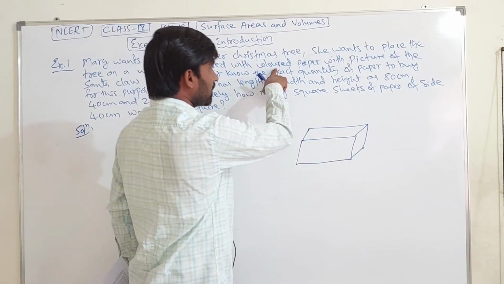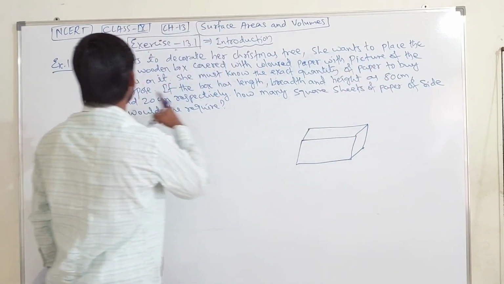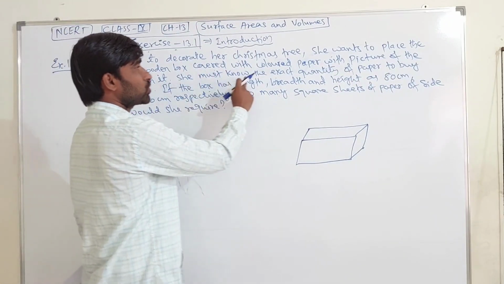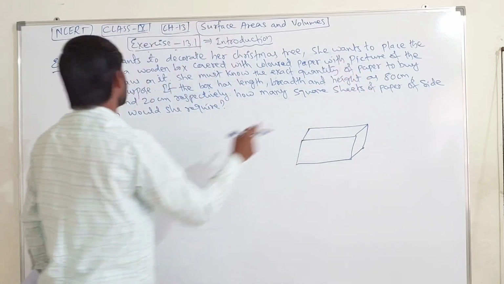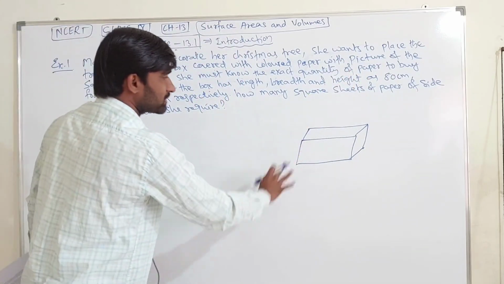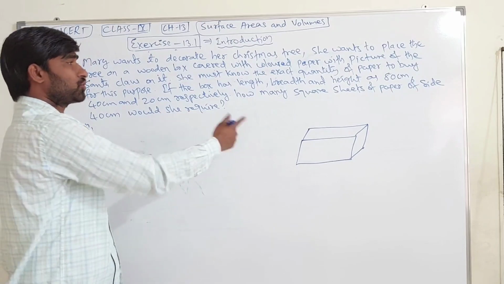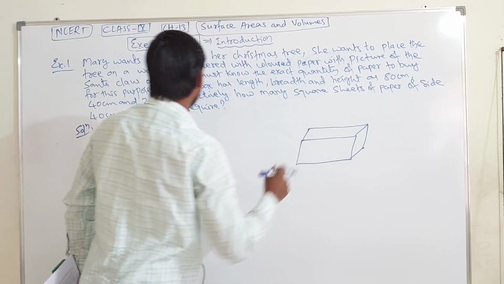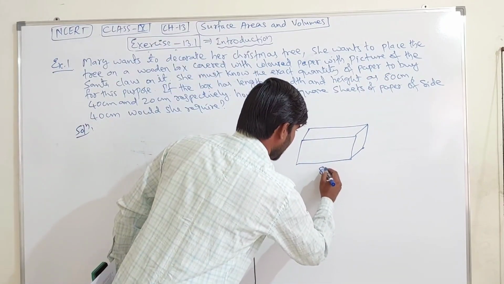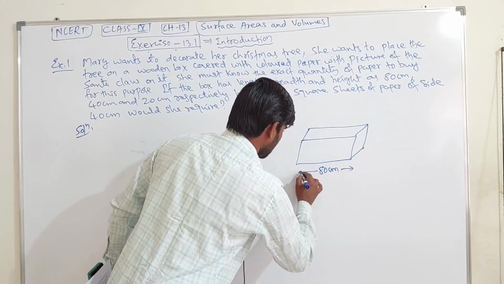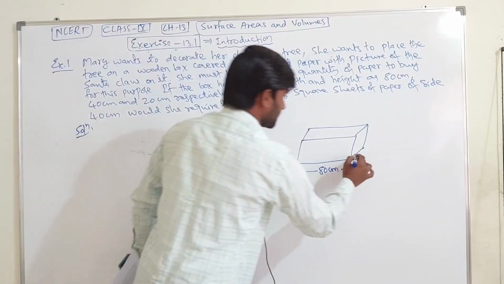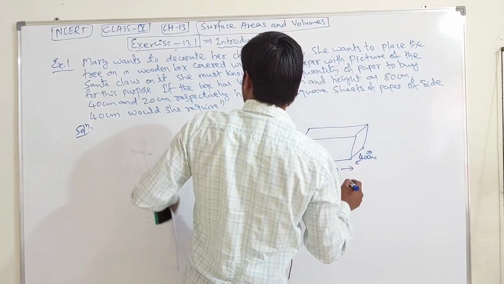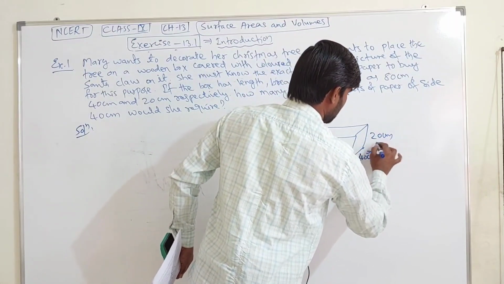Covered with colored paper with a picture of Santa Claus on it. Next, she must know the exact quantity of paper she must buy for this purpose. So if the box has the length, breadth and height as 80 centimeter, the length is given as 80 centimeter, the breadth is given as 40 centimeter, and the height is given as 20 centimeter.